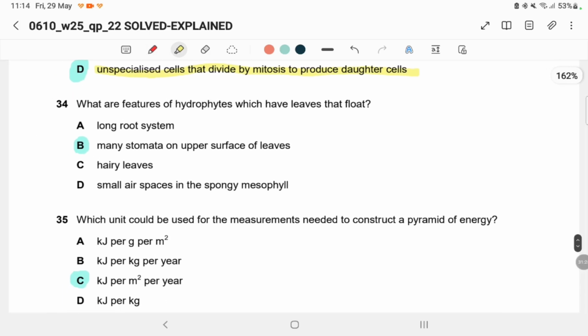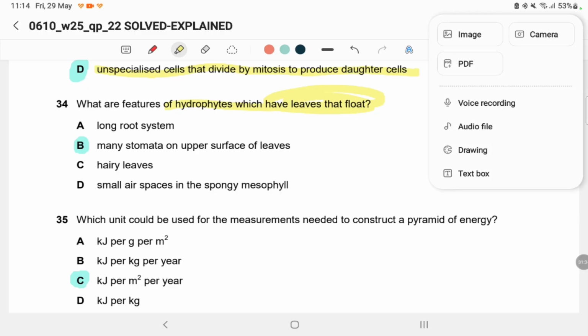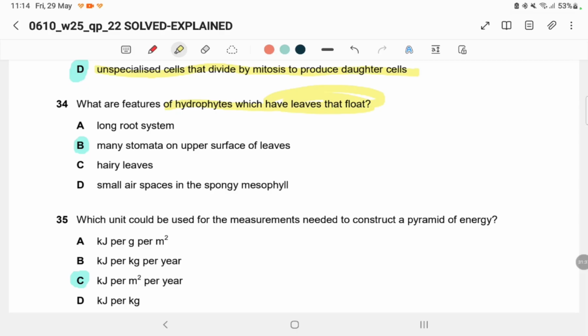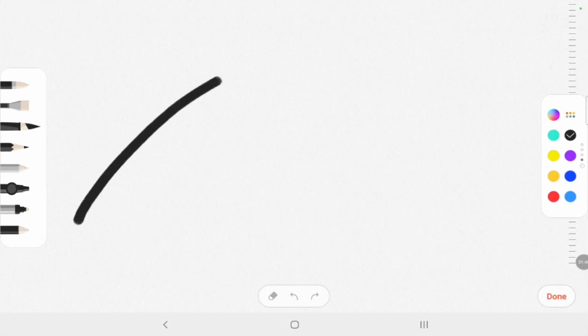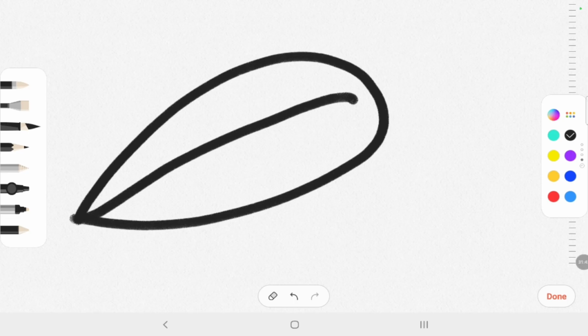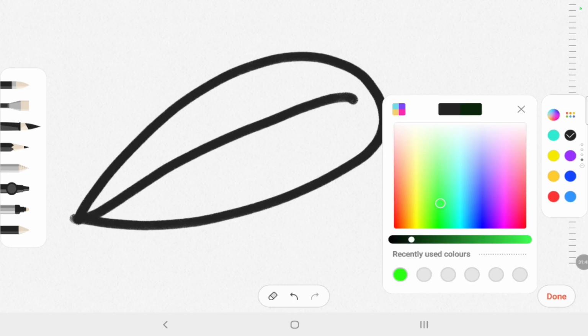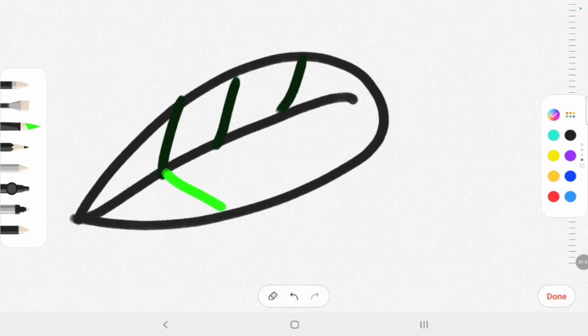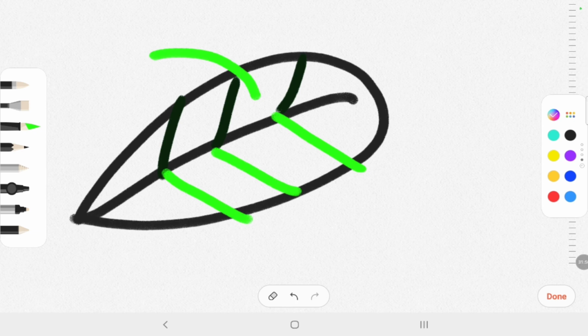Now, still in question 34, what are the features of a hydrophyte which allow the leaf to float? Let us draw it now. There are many stomata on the upper surface of the leaf. So here is my leaf. On the upper surface, I have more stomata. Stomata, which are in the blue, here, there, everywhere.